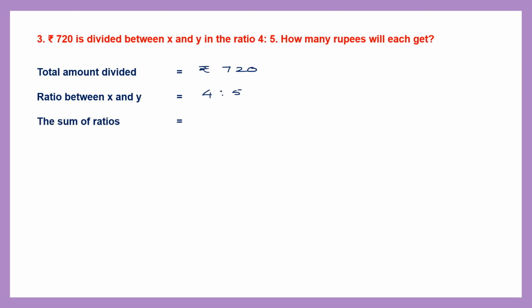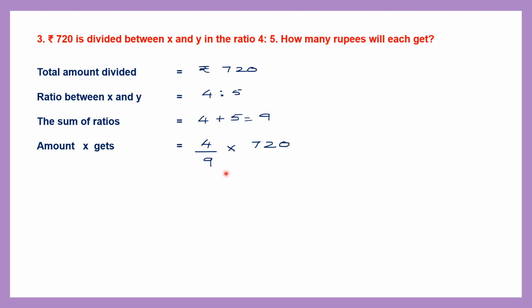Now we have to find the sum of the ratios. Whenever you have a sum like this, you have to always find the sum of the ratios. So 4 plus 5 is equal to 9. Then we are going to find out how much x gets. So remember, the first number is for the first part, that is x, and the second number is for y. So I'm going to take 4 and divide it by the sum of the ratios, which is 9, and multiply this by the total amount, which is 720.